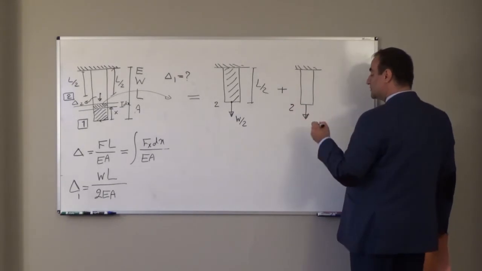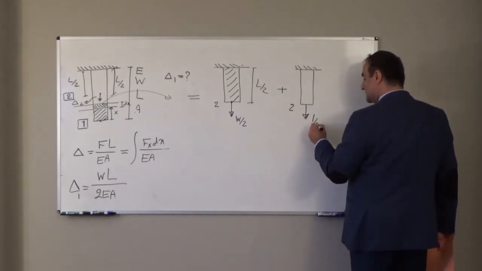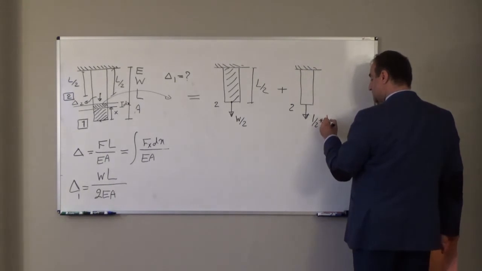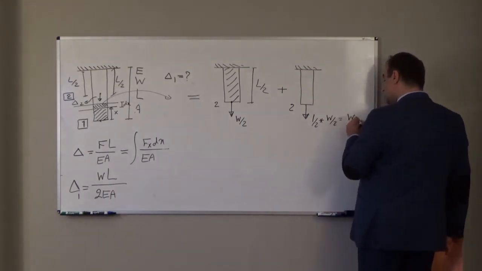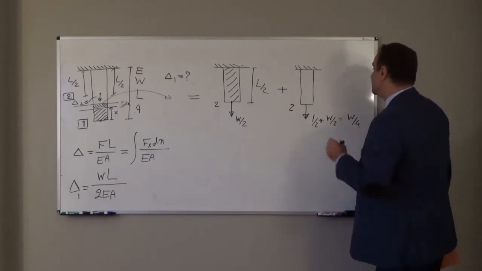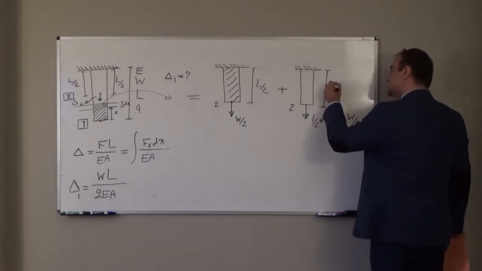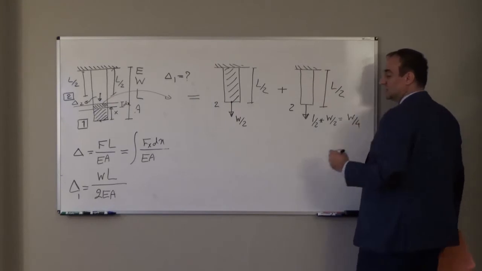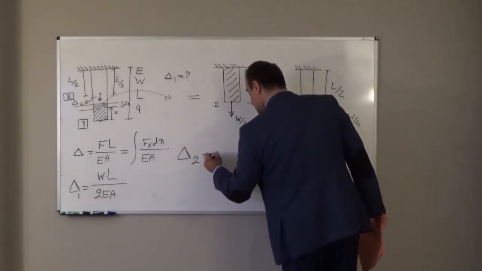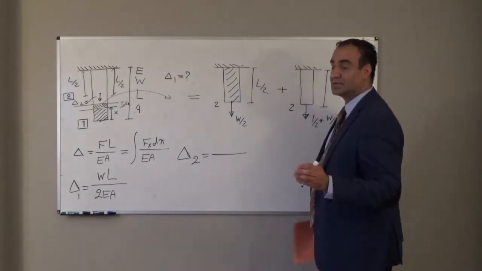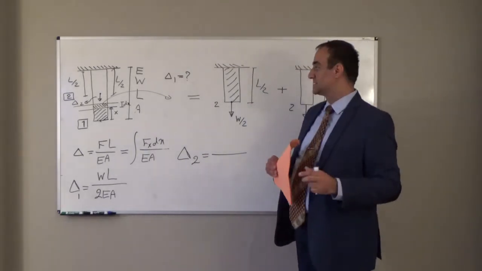So W over 2 times 1 over 2 will be W over 4. What is the length for this? It is L over 2. So delta 2 will be equal to, delta 2 will have two parts.